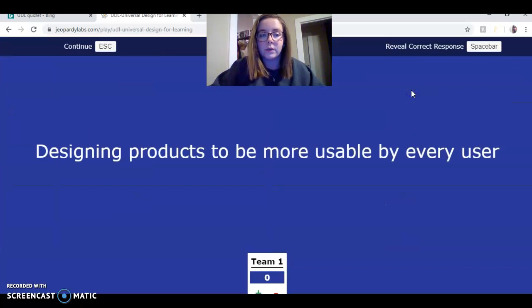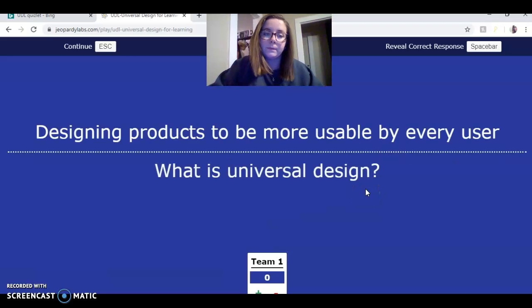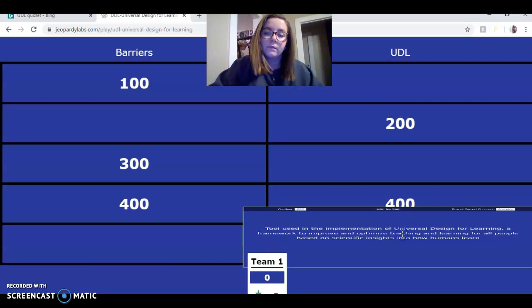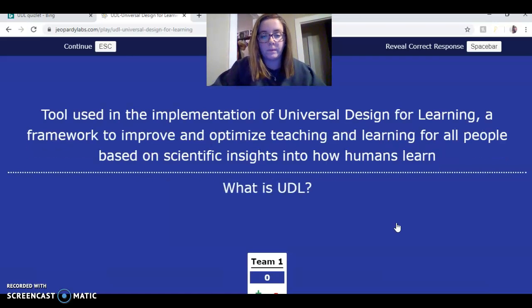UDL for 100, designing products to be more usable by every user. That is universal design. UDL for 500, a tool used in the implementation of the universal design for learning, a framework to improve and optimize teaching and learning for all people based on scientific insights into how humans learn is UDL.